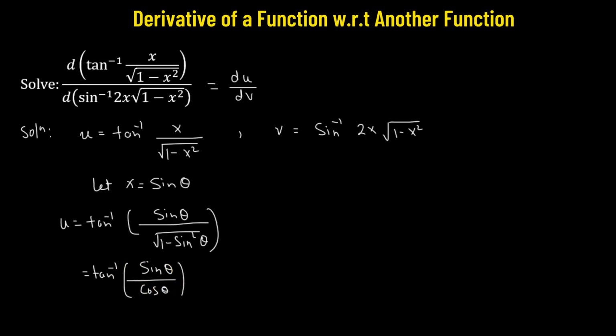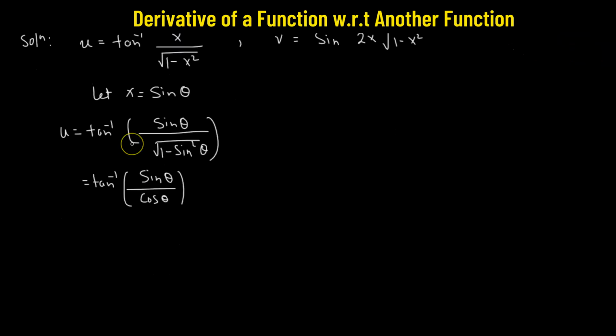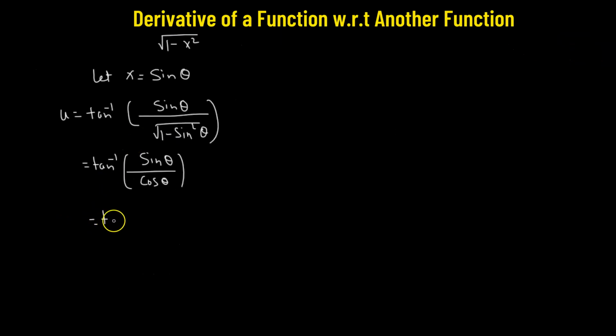That's because we are using here the identity that cosine squared theta plus sine squared theta is equal to 1, which gives us u equal to tangent inverse of the ratio of sine over cos, which is tangent of theta, and tangent inverse of tan theta will be simply equal to theta. Now, since x equals sine theta, this simply means that theta must be equal to sine inverse of x. So that means u is equal to sine inverse of x. So let's label this as number 1.